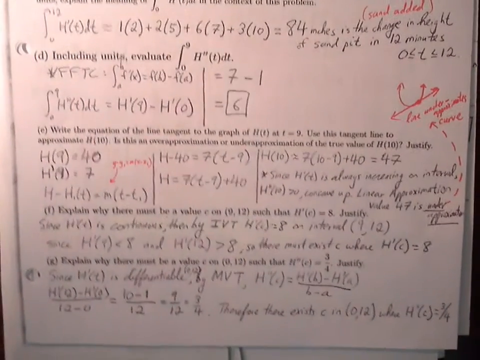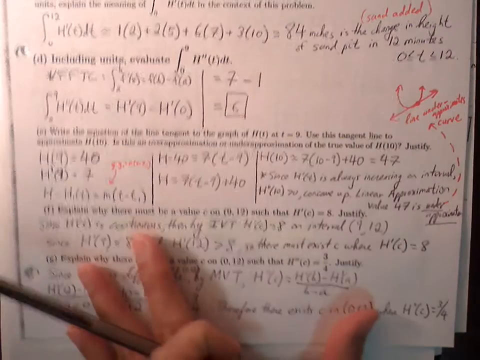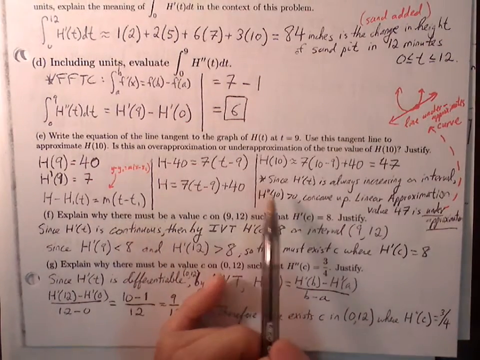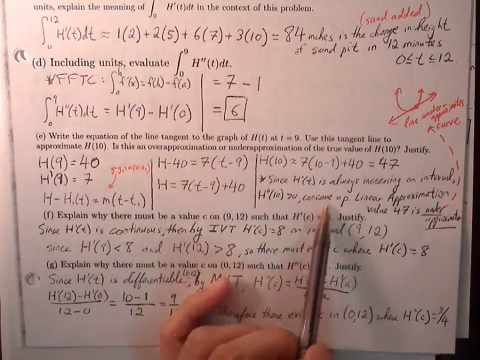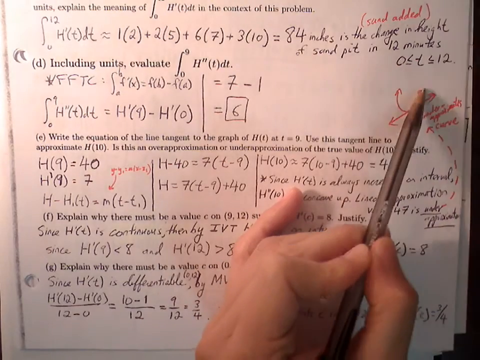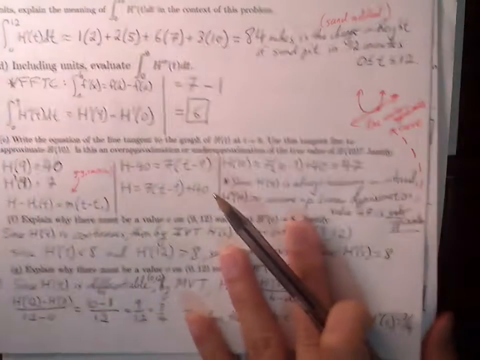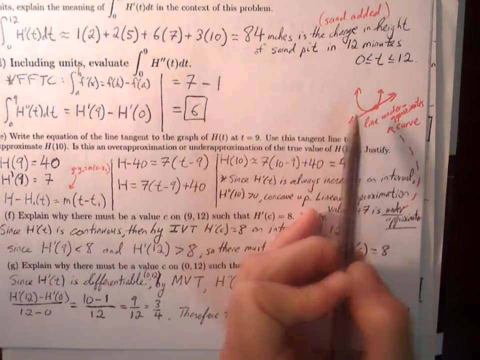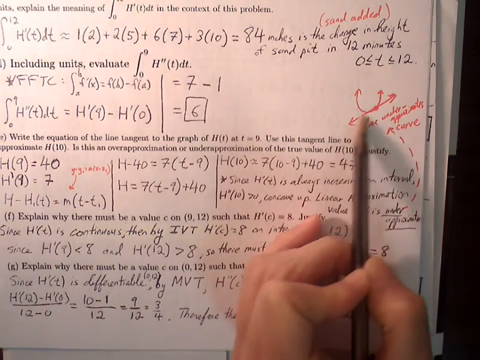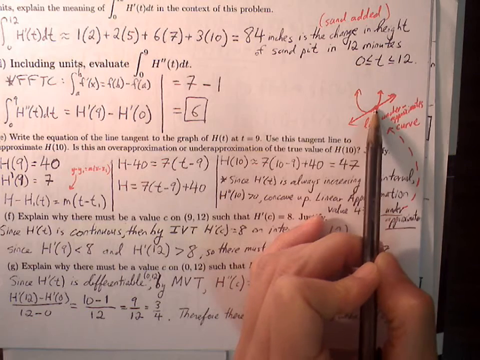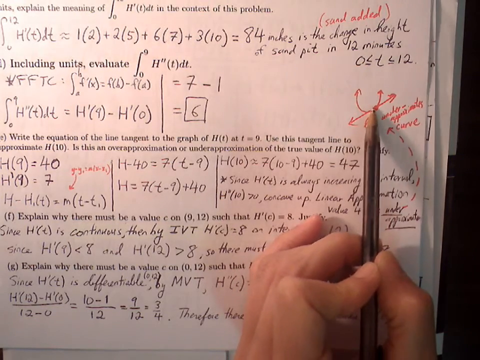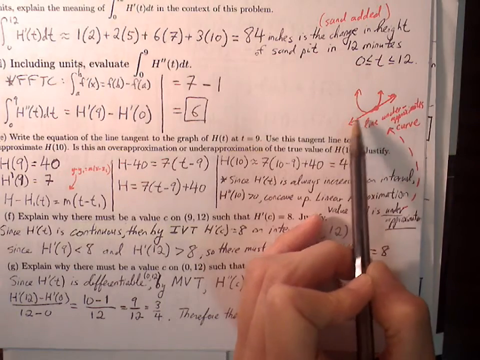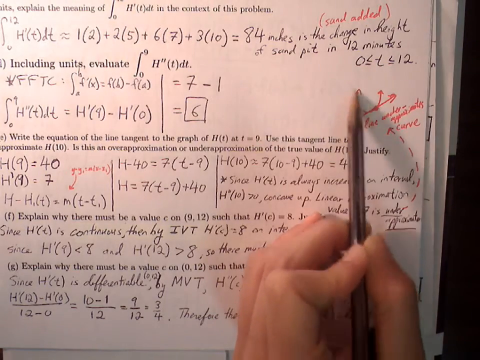So if my h prime is always increasing, then I know that there must be part of a concave up graph. If my graph is part of a concave up shape, then any line that is skimming the surface of that tangent line is going to be under my graph, under my curve.